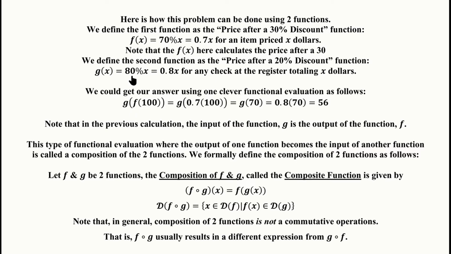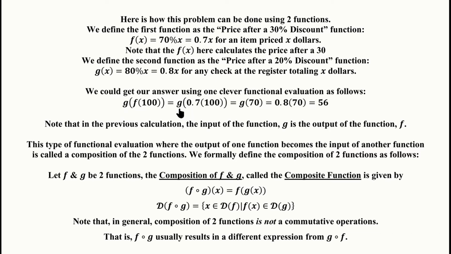And here's what we do. We're going to first compute f of 100, which is, remember, we're going to plug in 100 into the 30% discount function, which is 0.7x. And then once we've computed that, we're going to apply the g function to that. So this is what we mean by composition of functions. The output of the function f is becoming the input of the function g. This is what we meant when we said the output of one function becomes the input of another.